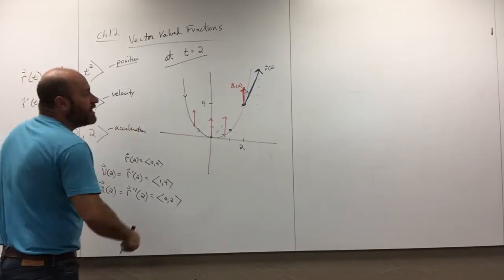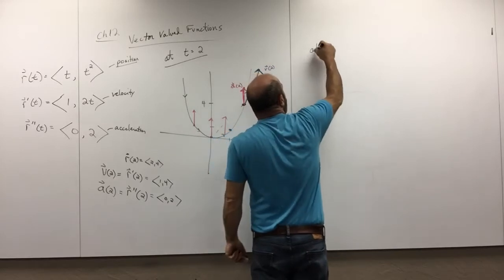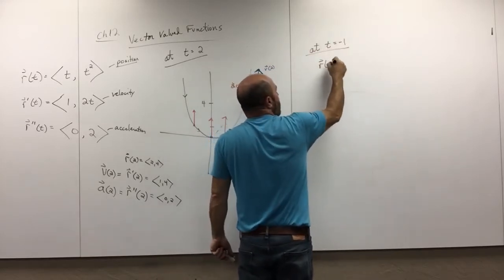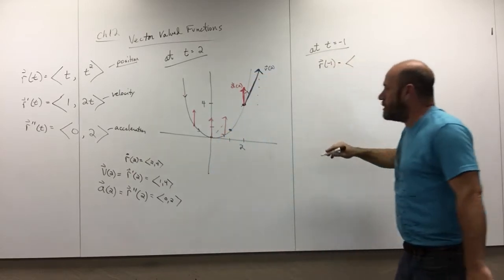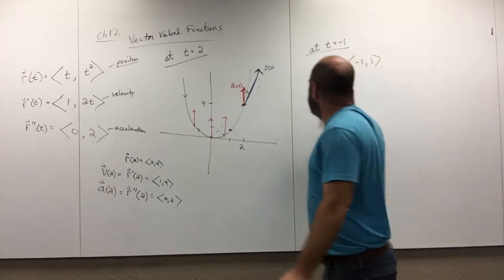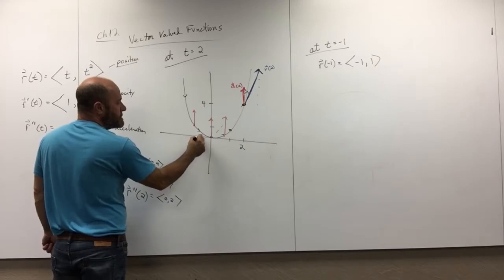Let's check out this whole scene. I'll tell you what, let's check out this whole scene at t equals -1. At t equals -1, it won't take long. What's r of -1? That's the position. What is the position when you're at -1? Oh, that's at -1, 1 position. That was over here, -1, 1.